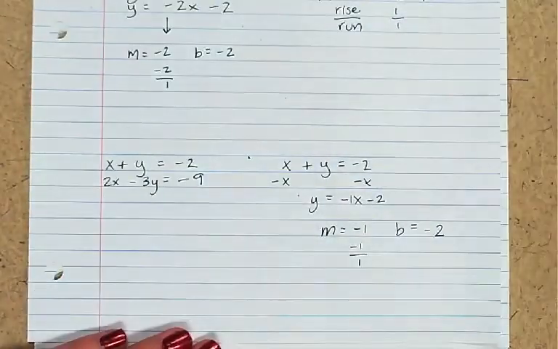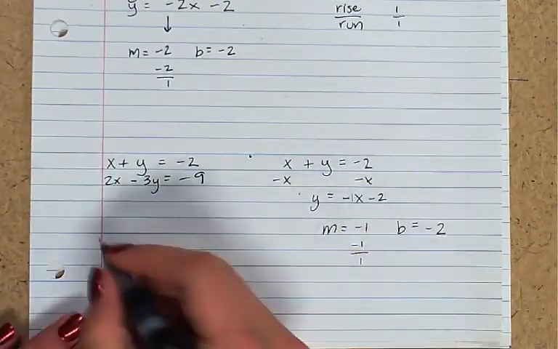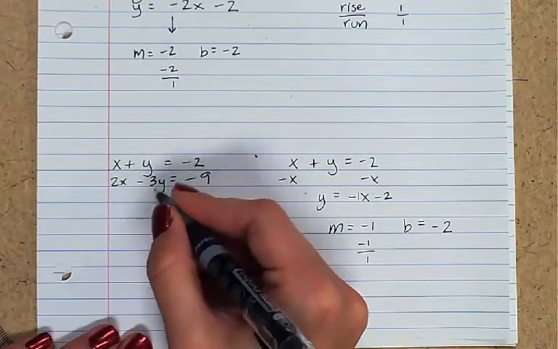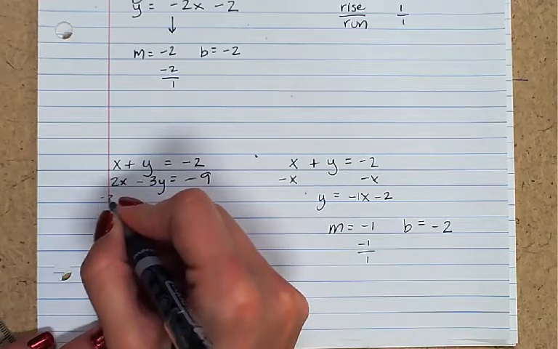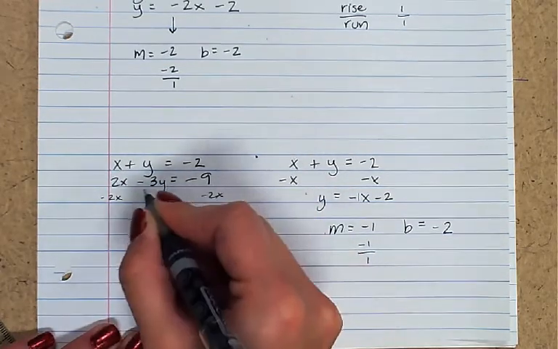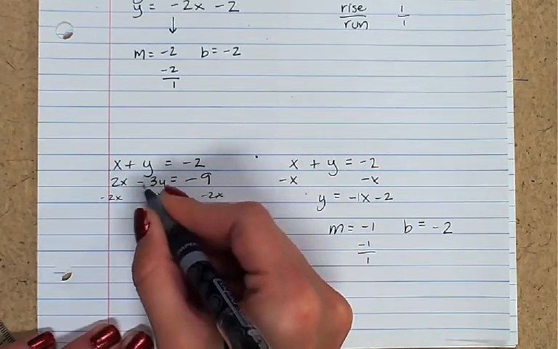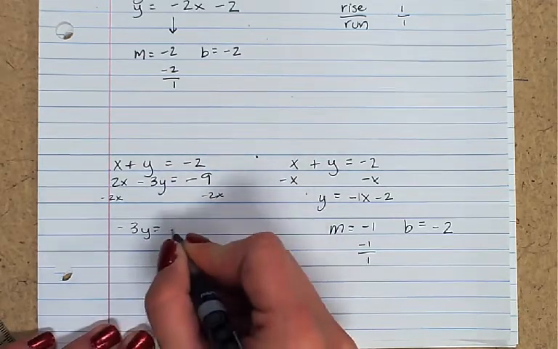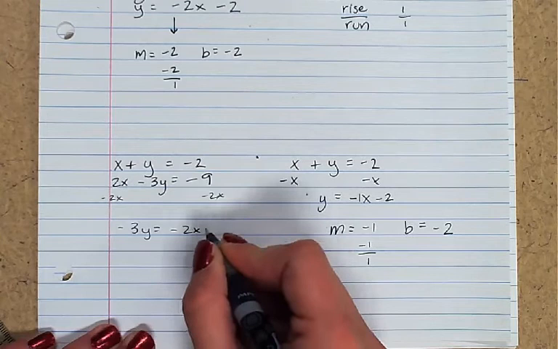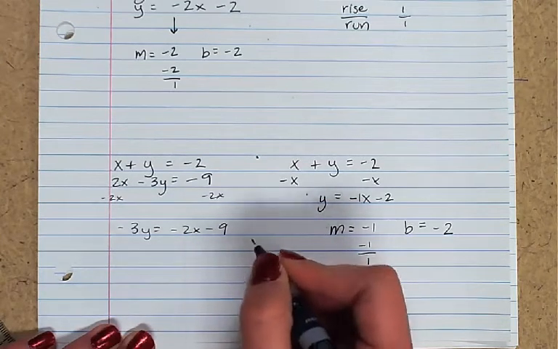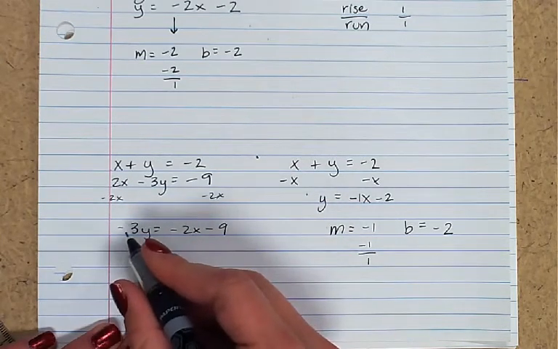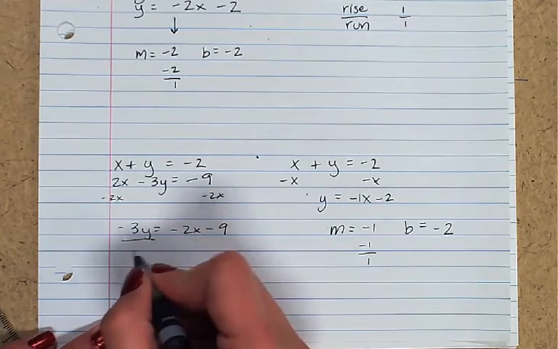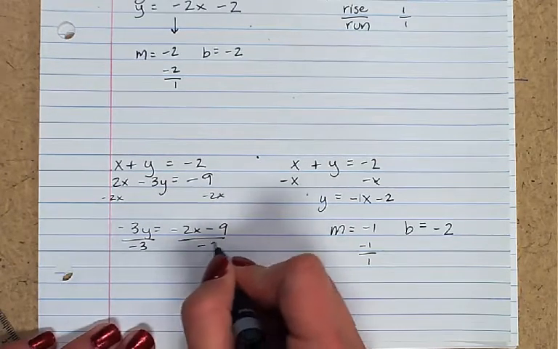Okay, so for our other line, we need to get y by itself so that it's in slope-intercept form. So I'm going to subtract 2x from both sides. Don't forget this sign. It's attached to the 3y. So it's -3y equals -2x and then -9. And then the last thing we need to do, remember this says -3 times y. So the inverse of that is dividing both sides by -3.